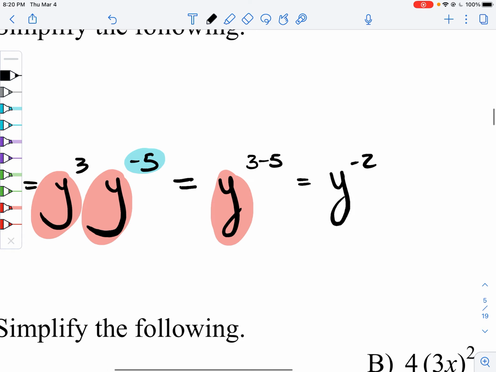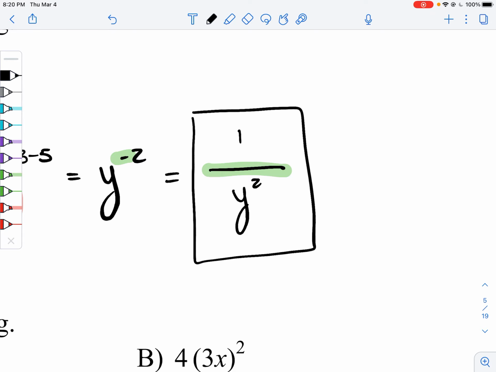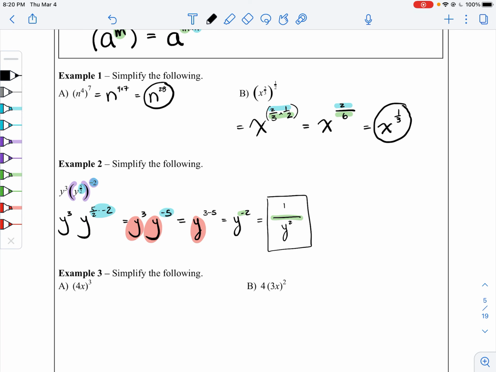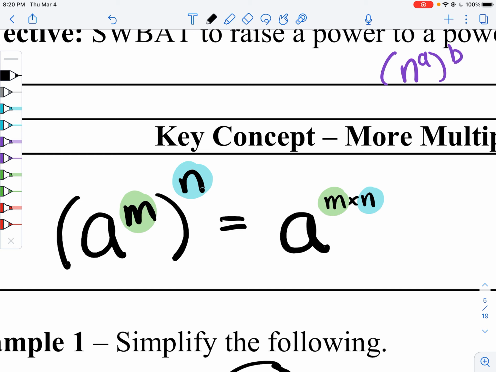Awesome. And then from 2 lessons ago, you remember negative exponents. Well, I remember that when I have a negative exponent, that negative is like a fraction bar. So we put 1 on top, everything else goes on bottom. That's 1 over y squared. So that's our whole final answer. Isn't that super duper? I think that is super duper. Cool.